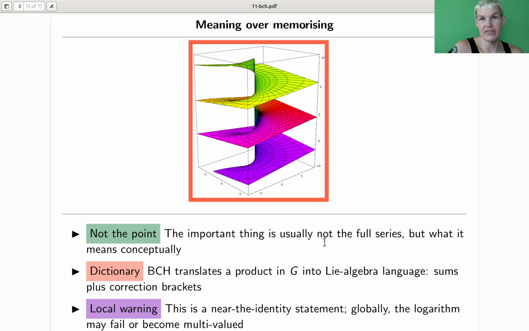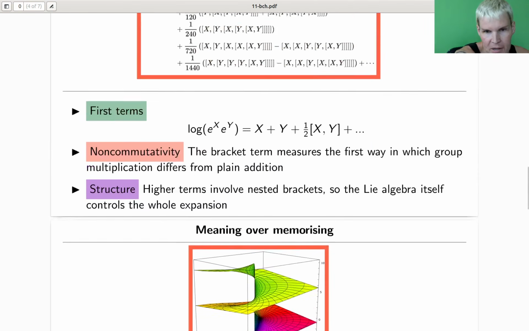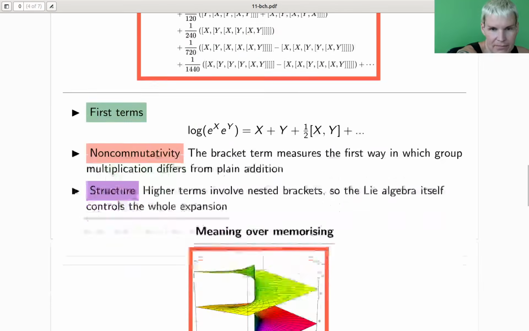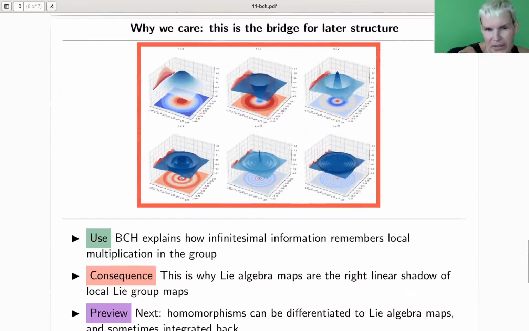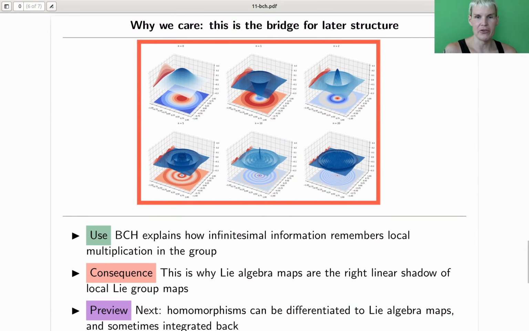But that's the relationship between Lie groups and Lie algebras anyway. It's really only good locally. This is fine, and this is local. And globally, yeah, we don't want to think about it. Let's not do it.